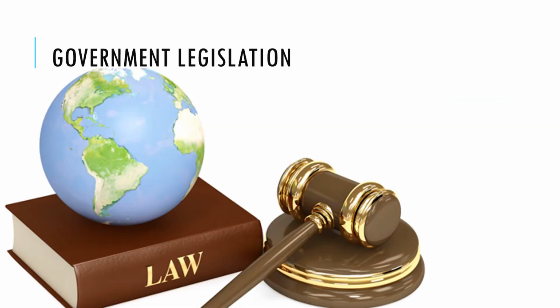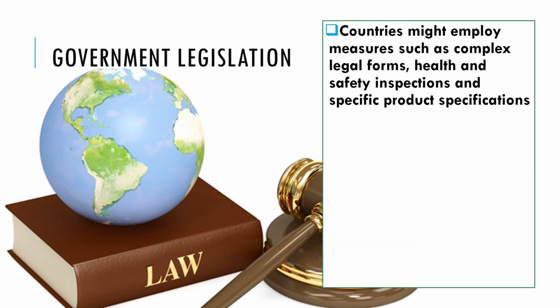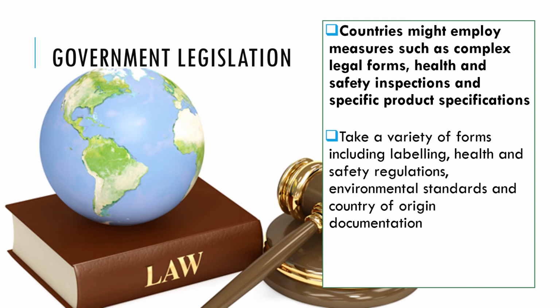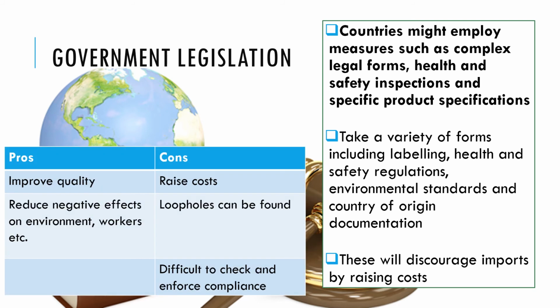Finally, we have government regulations or government legislation. Countries might employ measures such as legal forms, health and safety inspections, and specific product specifications in order to reduce the level of imports. This might take a variety of forms like labelling, health and safety regulations, the product must meet certain environmental standards, must come from a certain country. These will discourage imports by raising the costs of selling those imported goods in our market.